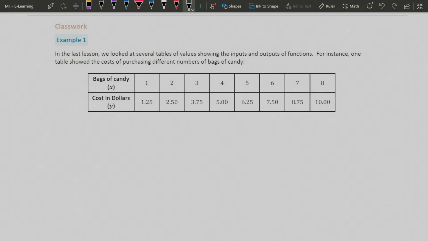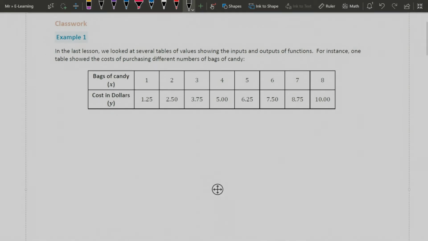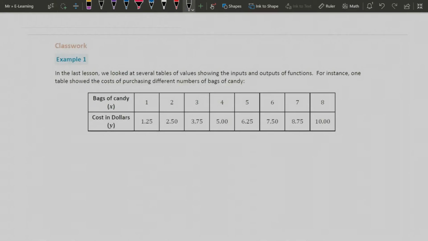Okay, let's jump into this first example. It gives us this list of values, this data set, and we need to figure out if this is a linear function. We have two rows. Our first row are x values, so those are our inputs, and the second row is our y values, and those are our outputs.